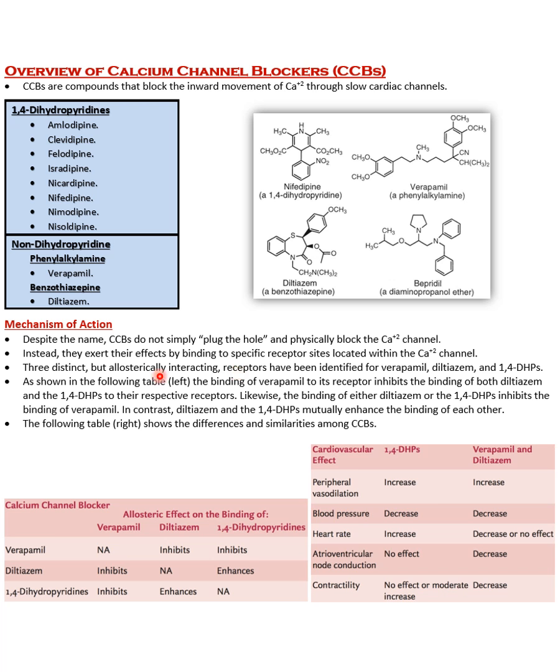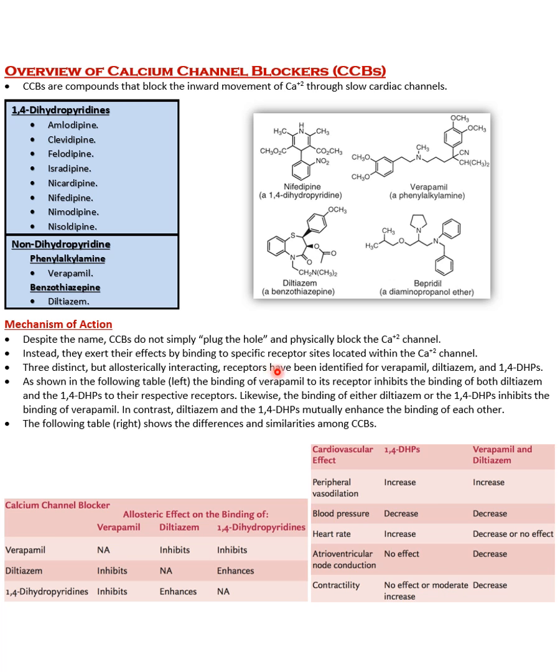So there are three distinct allosteric binding sites. I hope you still remember the difference between the binding site and the allosteric binding sites. Basically, the allosteric sites are sites where the drugs bind, and they cause a conformational change to the structure of the receptor. In this case, the change in the conformation of the channel would block the hole indirectly, such that the calcium is not able to go through.